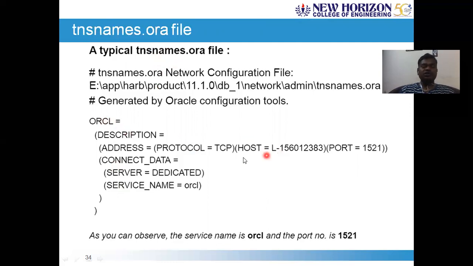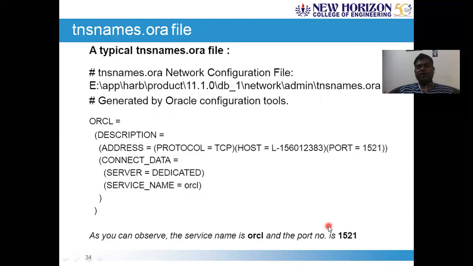ORCL is equal to this many things. These are internal things. And here the port number will be defined. This 1521 you have to take it in your Java program. Now coming to the service name, which is ORCL. If the DBMS software that you are using is the Express Edition, then here XE will be there. Otherwise, it will be the Oracle Edition, that is ORCL. In this example, ORCL and 1521.